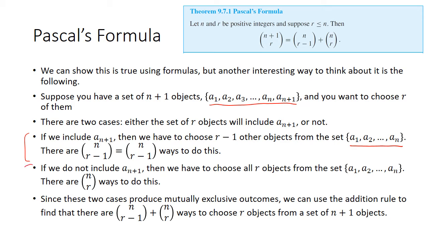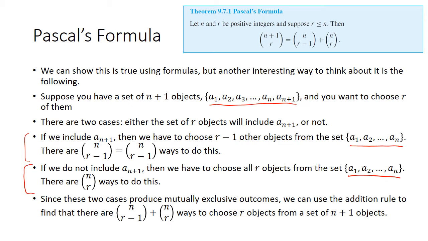On the other hand, if you do not include a_(n+1) as one of your r objects, then you have to choose all r objects from the set a1, a2, up through an, again not including a_(n+1) because we already decided not to take it. And there are n choose r ways to do that.